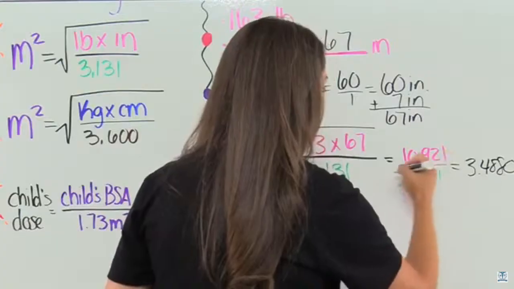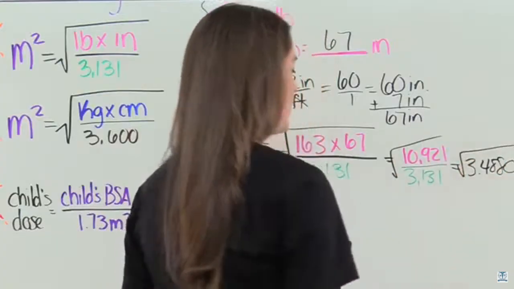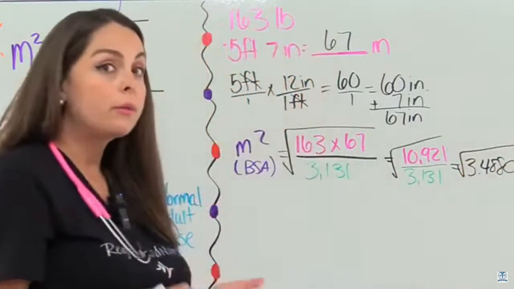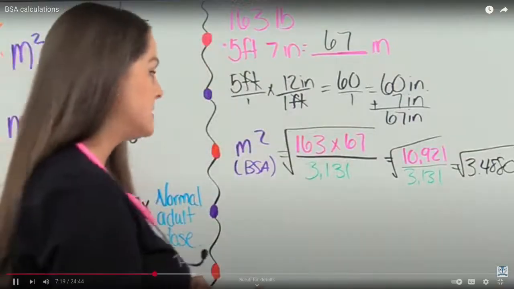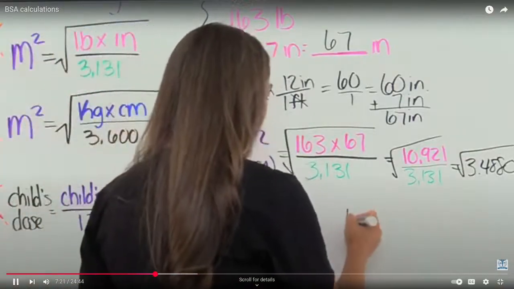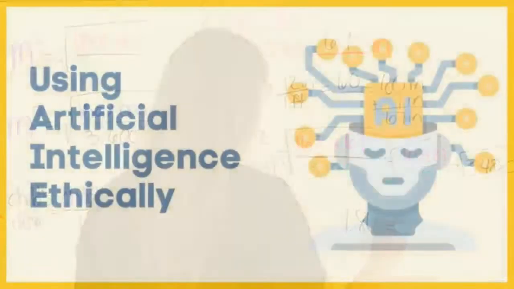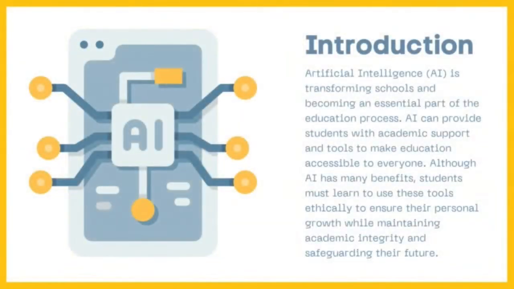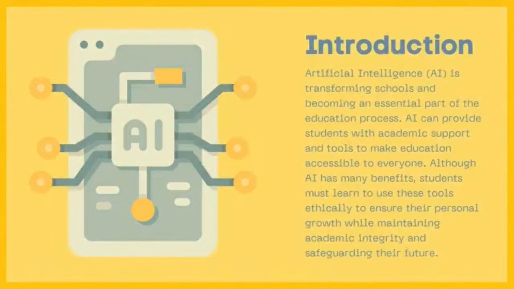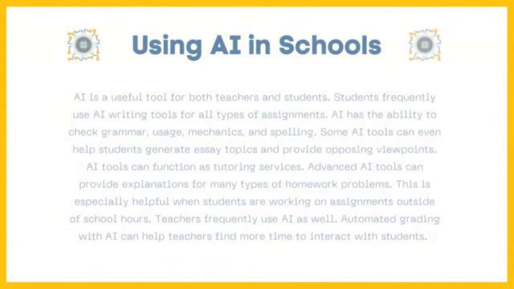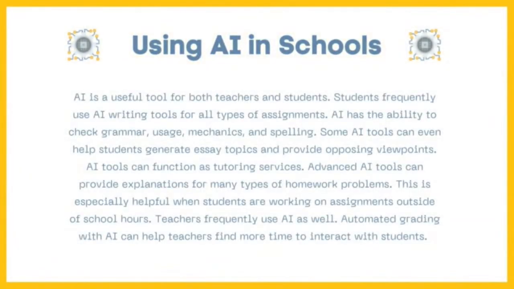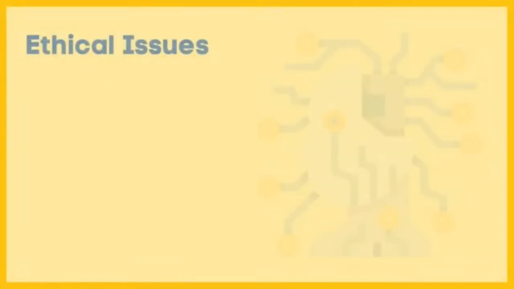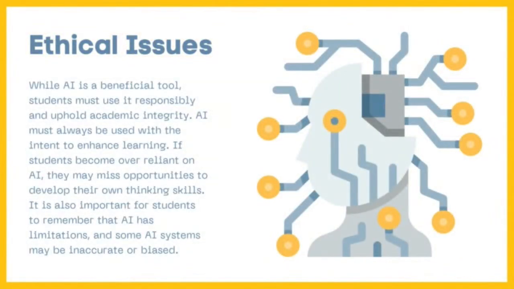3.4880. And we still need to figure out the square root. So the square root of 3.4880 is 1.86 to the nearest hundredth, and again, follow your program's rules for that. So you get 1.87 square meters. And that is the patient's body surface area.